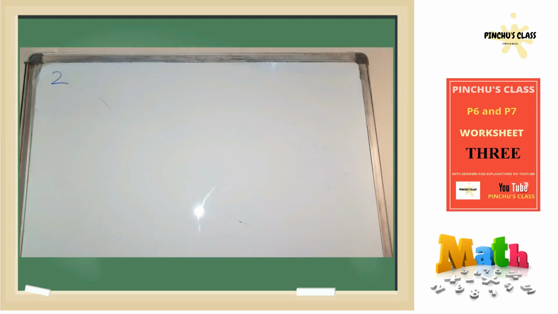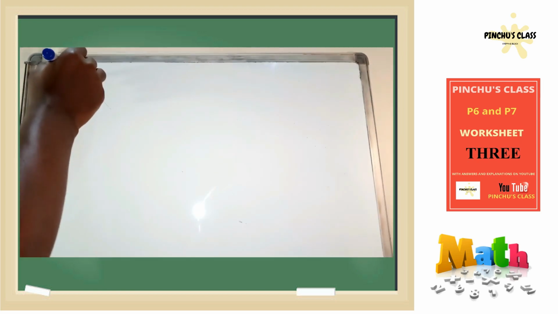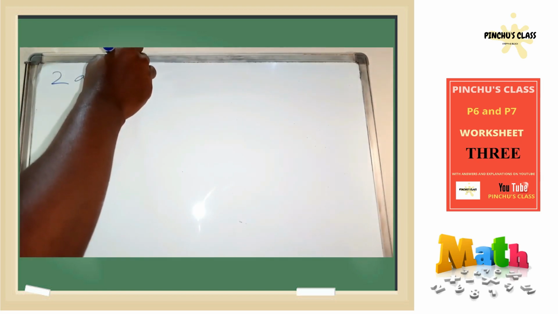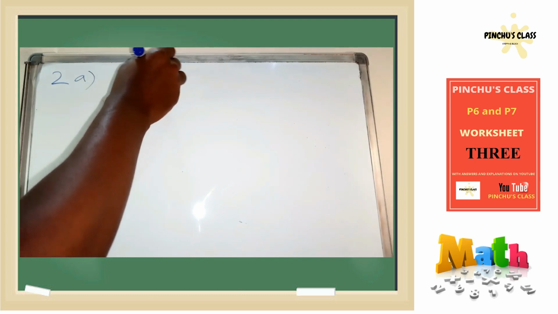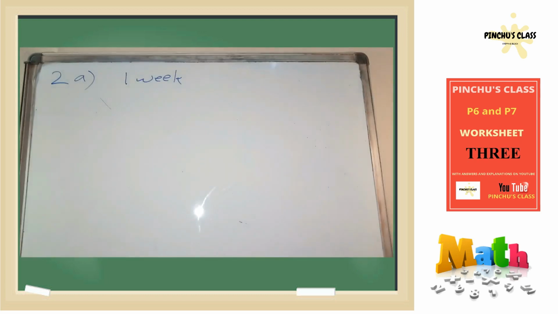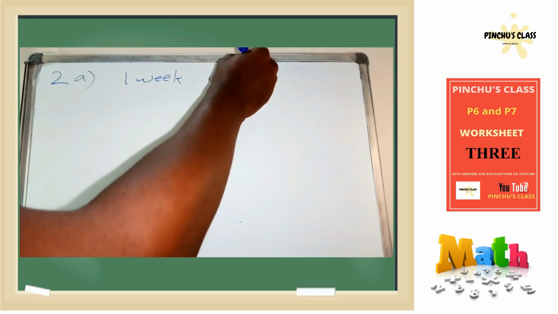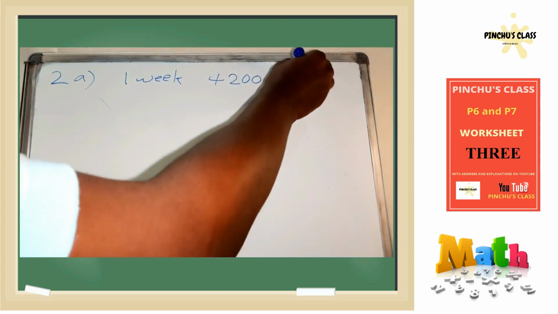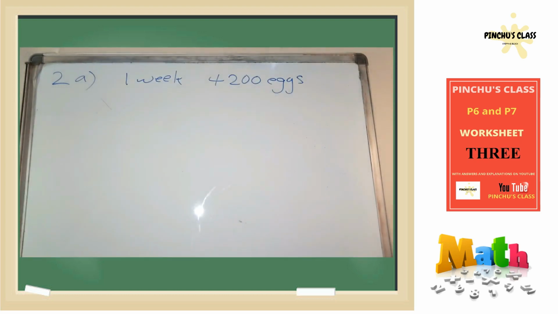Number 2, they have told us a poultry farmer collects 4,200 eggs from his farm every week. He packs them in trays which carry 30 eggs each. So part A, how many trays does he pack each day? So they have told us that every week, 1 week he collects 4,200 eggs. Okay, now that means we're going to find how many trays he gets every week.